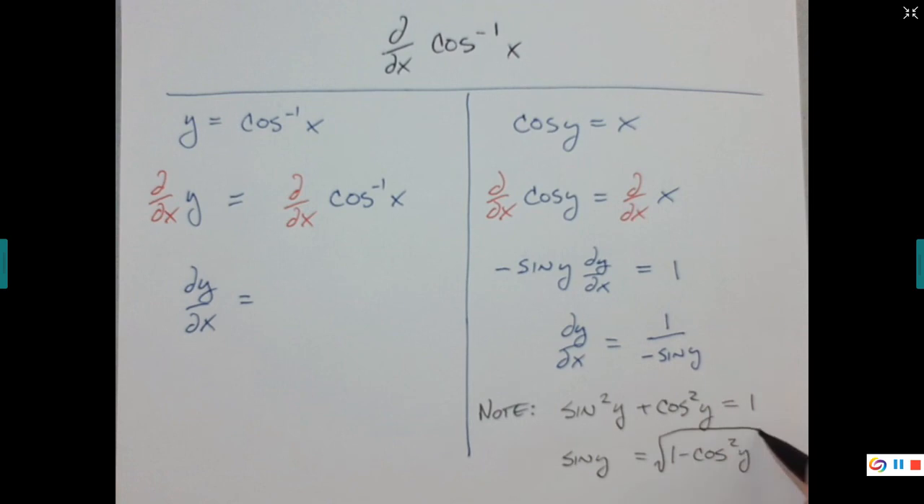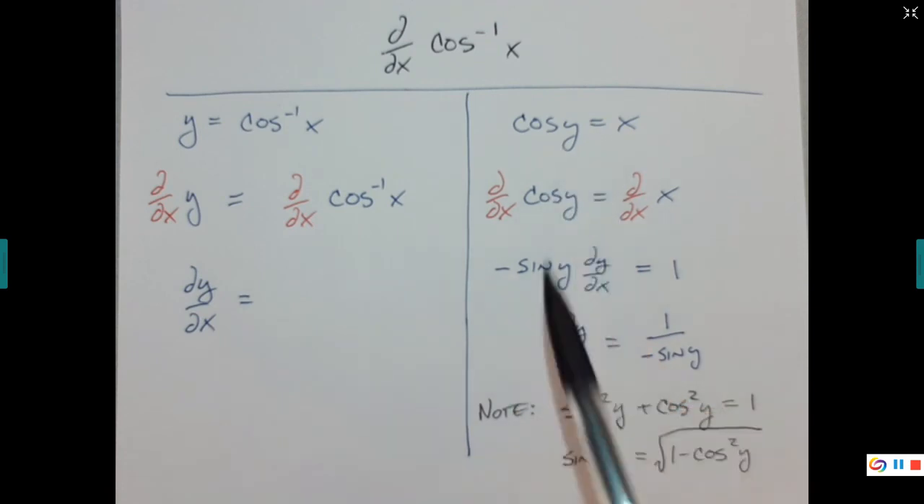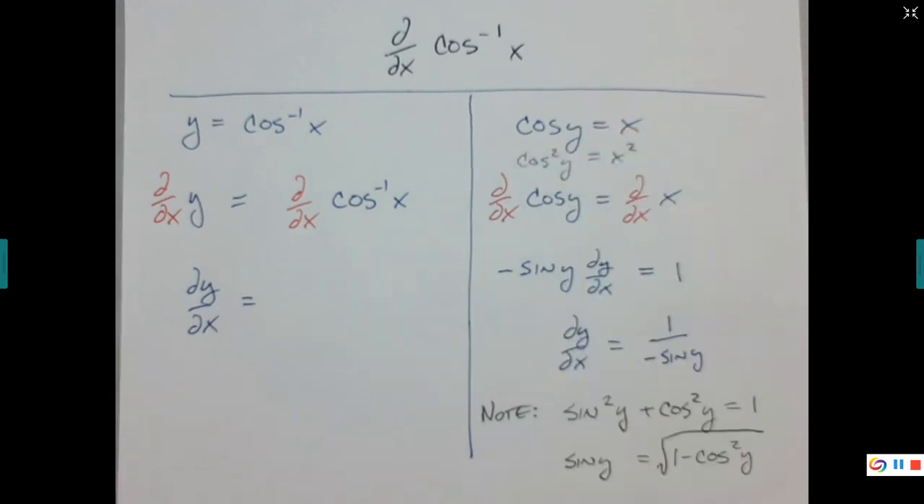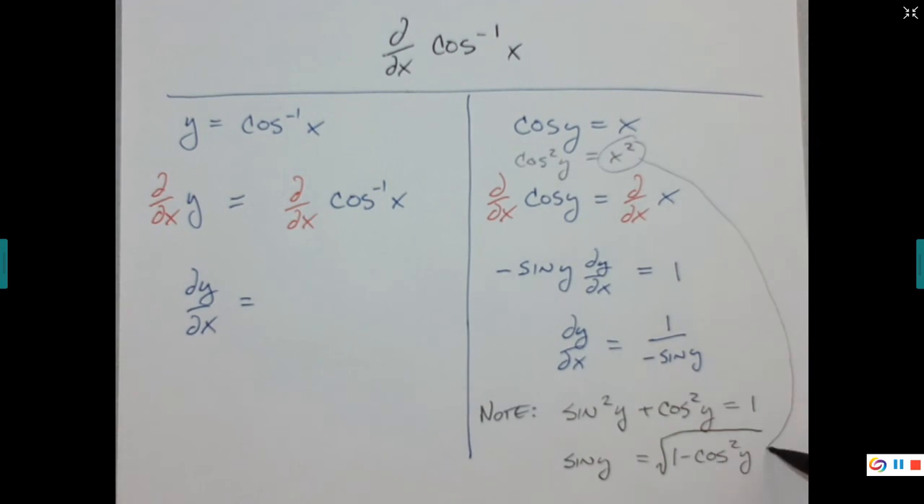And taking the square root, I'll end up with sine of y, which is this right here, could be replaced by this. But we'll also notice that cosine of y is equal to x. So cosine squared, here's a little more scratch work. Cosine squared y, we're just going to square both sides, is equal to x squared. There we go. We've got a substitution right here for cosine squared. And we have a substitution for sine of y. Sine of y is going to be this whole thing right here.